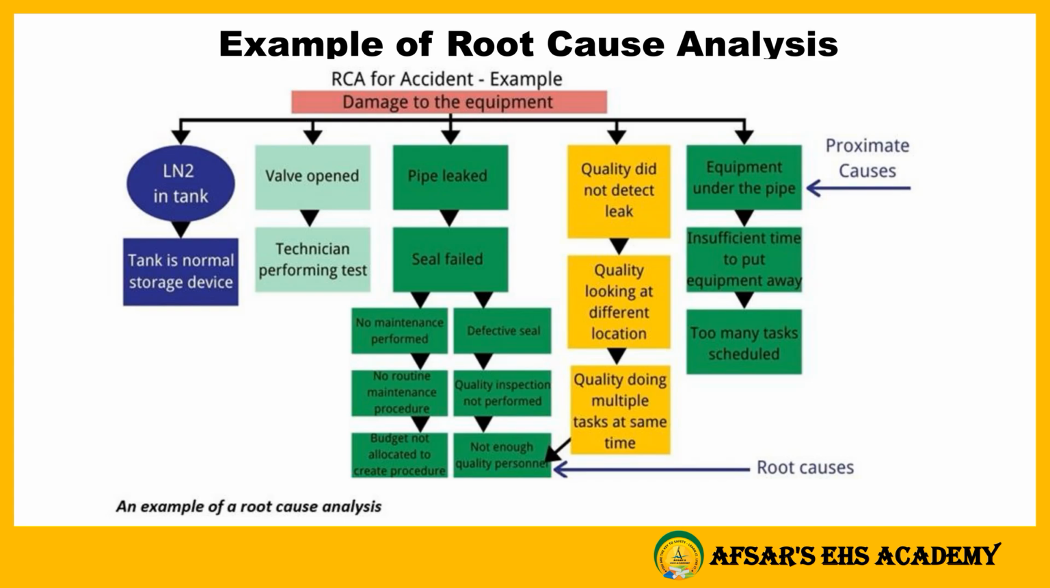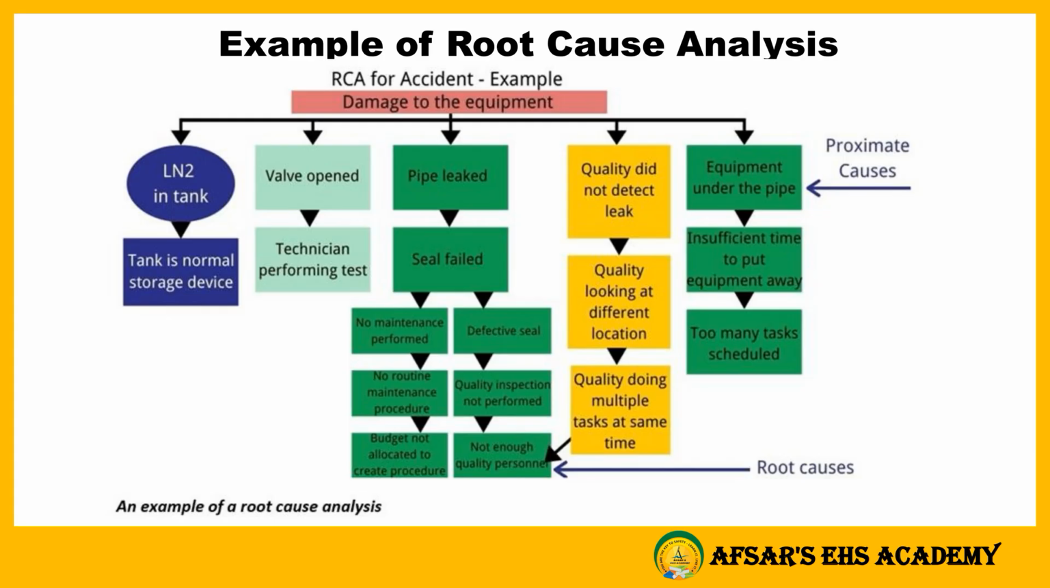Let us see the last column or fifth column. The immediate cause of this accident was the equipment was kept under the pipe, and the reason for this act was that insufficient time was provided to put the equipment away. And why insufficient time provided? Because too many tasks scheduled. This is the explanation of how root cause analysis is done.